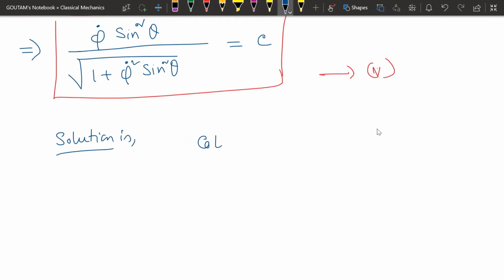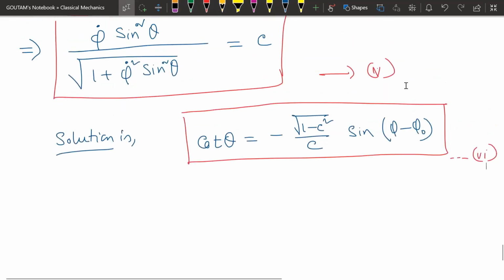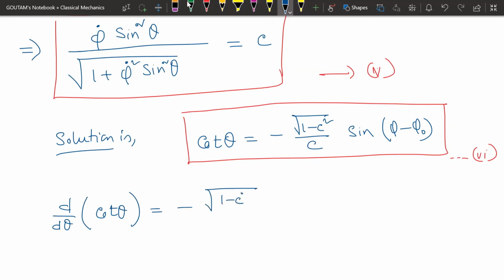The solution is cot theta equals to minus root under 1 minus C square by C sine of phi minus phi zero. Let's call it equation 6. And now we will show that this equation 6 will satisfy equation 5. Let's take the derivative with respect to theta of equation 6. So d by d theta of cot theta equals to minus root under 1 minus C square by C d by d theta of sine of phi minus phi zero.